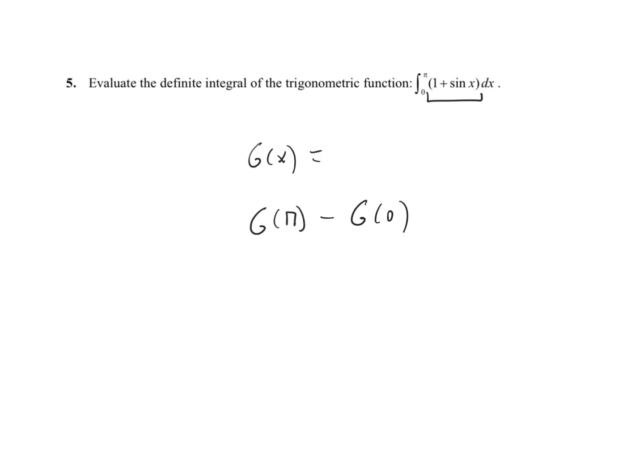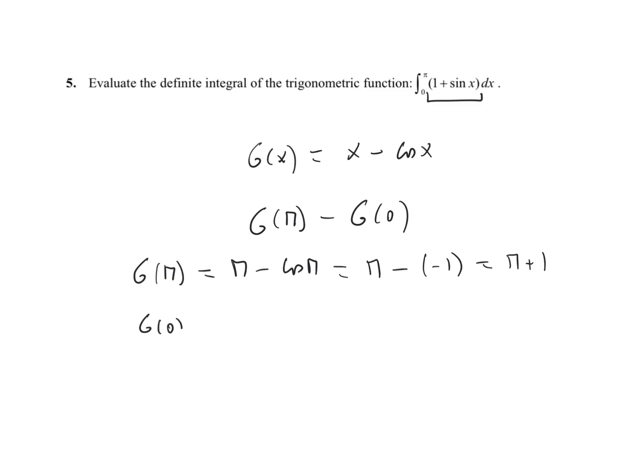Well, the antiderivative is x minus cosine of x. The derivative of cosine of x is minus sine of x, with this minus. So g of pi will be pi minus cosine of pi, or pi minus cosine of pi is minus 1, or pi plus 1.